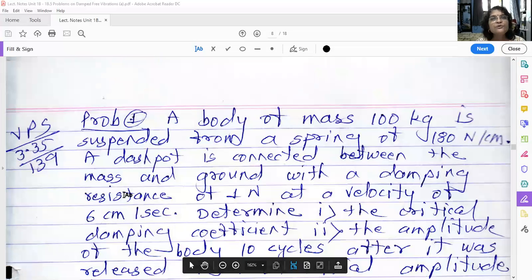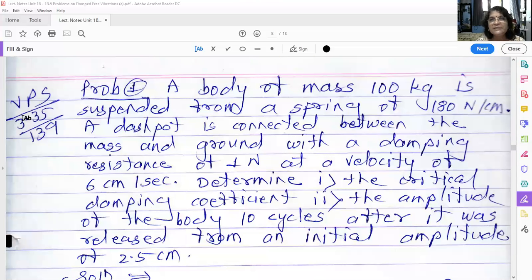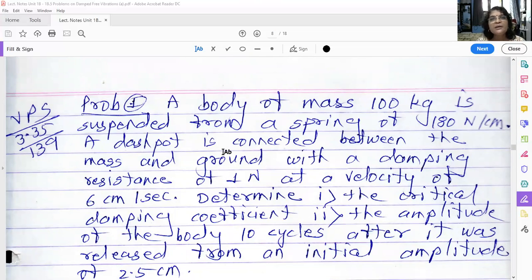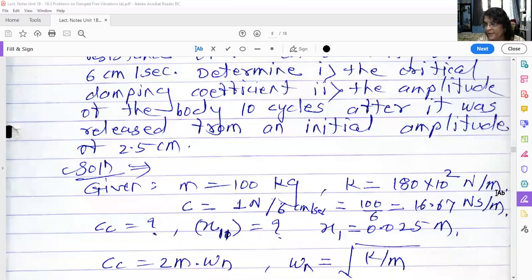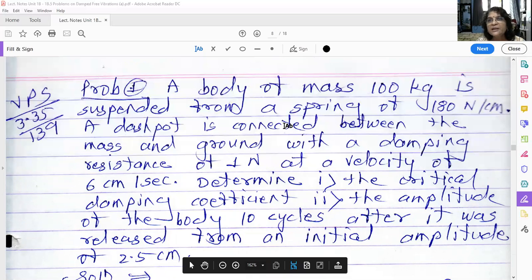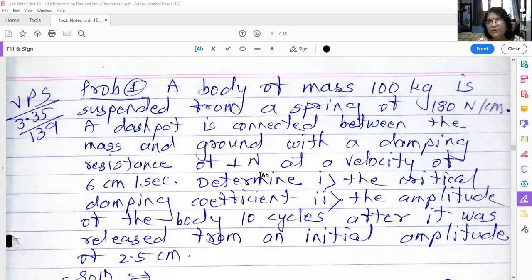Now let us move to the third problem, which I have taken from VPC. A body of mass 100 kg is suspended from a spring of 180 Newton per centimeter. That means M is given 100 kg, K is given 180 Newton per centimeter, convert it into meter. So that will be 180 into 10 raised to 2 Newton per meter. Then what else is given? A dashpot is connected between the mass and the ground with a damping resistance of 1 Newton at a velocity of 6 centimeter per second.